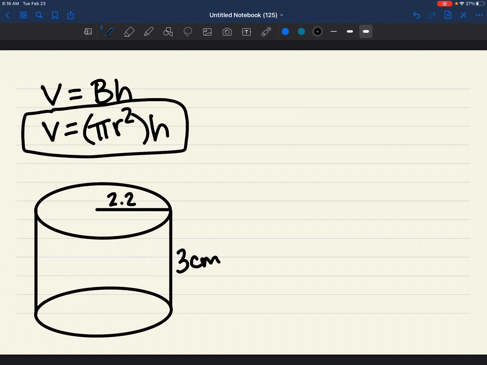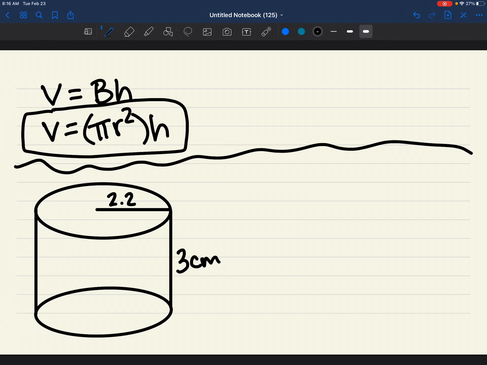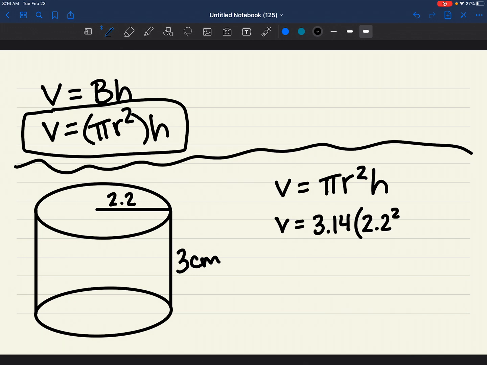Okay, so let's look at a cylinder that has a radius of 2.2 centimeters and a height of 3 centimeters. Just like yesterday, what's the first thing I'm going to ask you to write every single time? What formula am I using? Pi r squared times the height. What number does it always ask you to use? 3.14. So 3.14 times what? 2.2 squared, because 2.2 is the radius, times what? 3. Can you type that whole thing into your calculator?